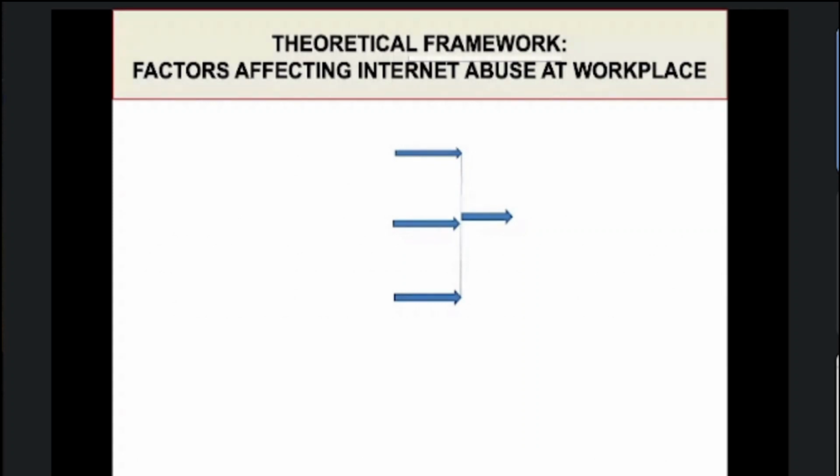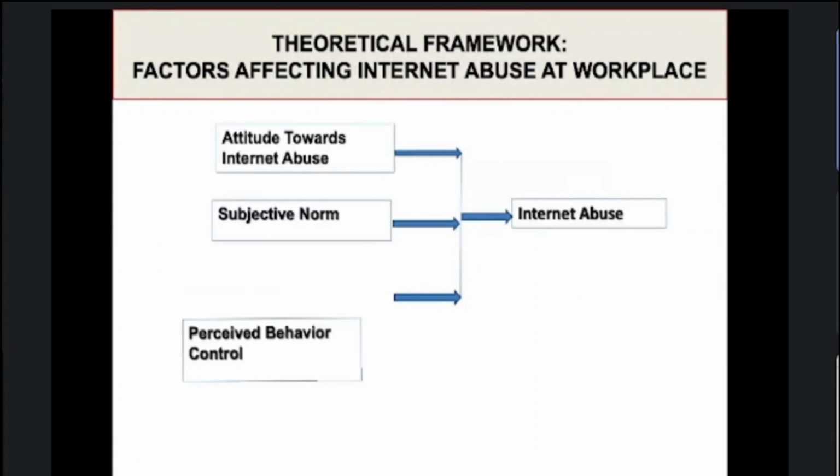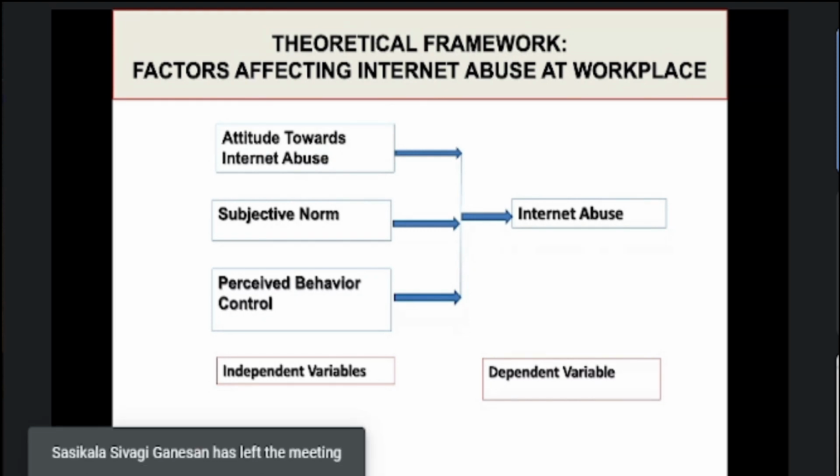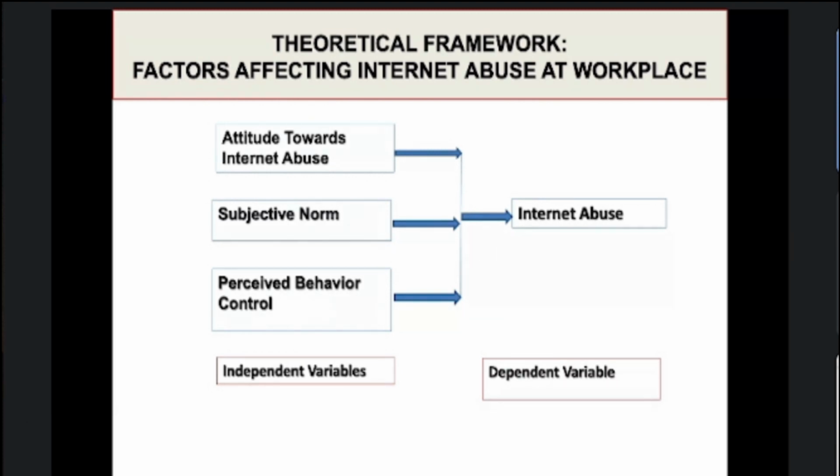This is a simple theoretical framework that you can see. The title is Factors Affecting Internet Abuse. You can see here there are 3 independent variables and 1 dependent variable. That's the way it should be drawn. So the student is looking at what factors affect internet abuse. The 3 independent variables you see there don't simply come from the sky. They have to be supported by theory. These 3 variables come from the theory of planned behavior, TPB. So there must be a theory, and we call it the underpinning theory.